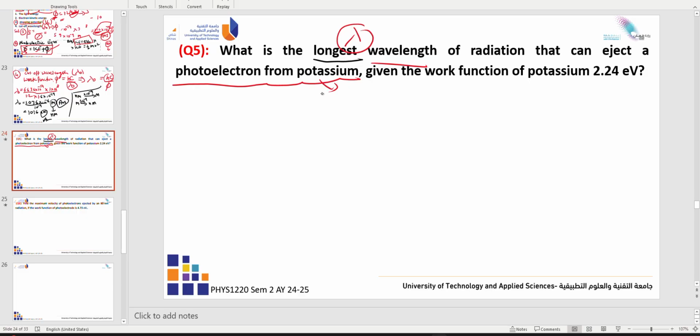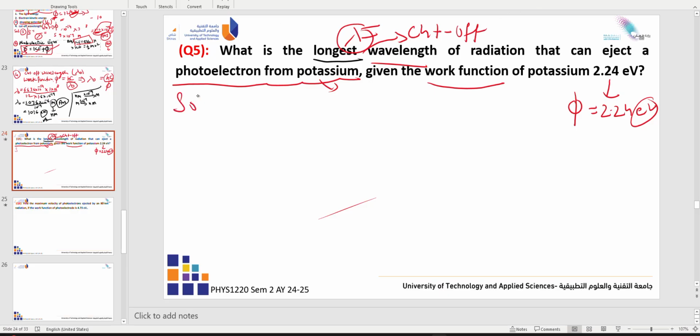Potassium is acting as the metal surface from which the electrons are coming out. The value of the work function is given to us, this is the value of phi, 2.24 electron volt. Now they are asking what is the value of the wavelength. So actually this wavelength is basically a cutoff wavelength.